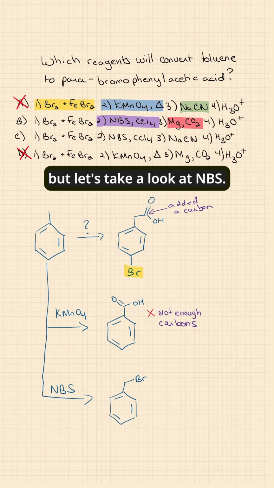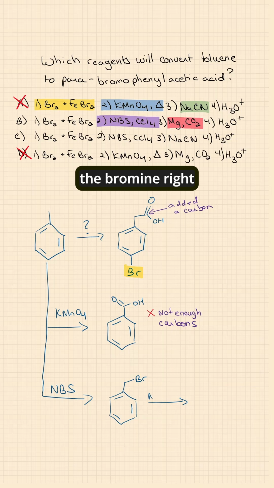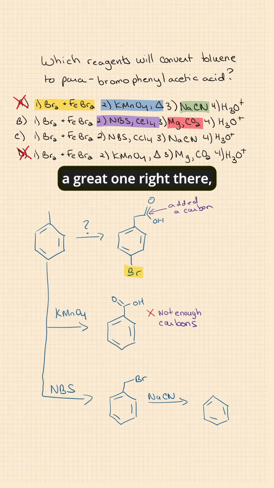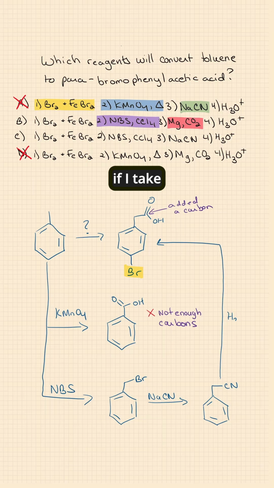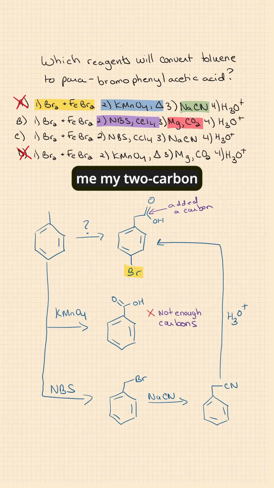Okay, but let's take a look at NBS. That's our N-bromosuccinimide. That's going to give us vinylic bromination. That's going to add the bromine right to the methyl group. And that's actually great because now we have an alkyl halide, and alkyl halides are subject to SN2 attack by nucleophiles, which we have a great one right there, our cyanide ion. So the cyanide ion can come in, do that SN2 attack, and take the bromine's place. Now we have a 2-carbon chain and a nitrile, and if I take that nitrile and I subject it to an acid workup, it's going to hydrolyze into a carboxylic acid, and that will give me my 2-carbon carboxylic acid. That means the answer is C.